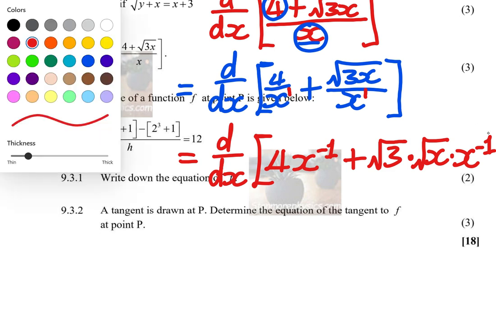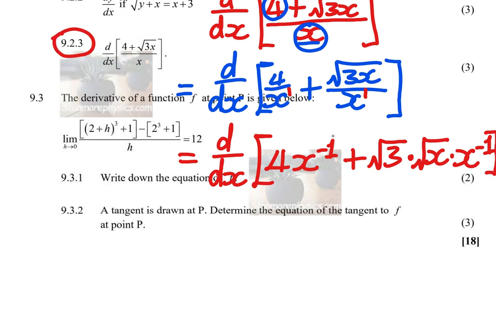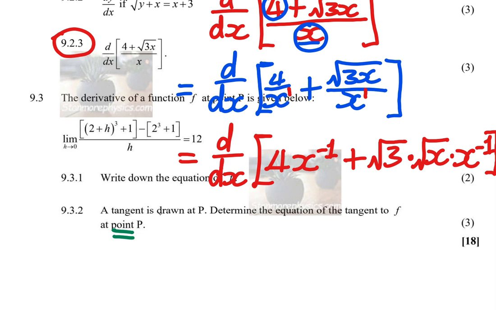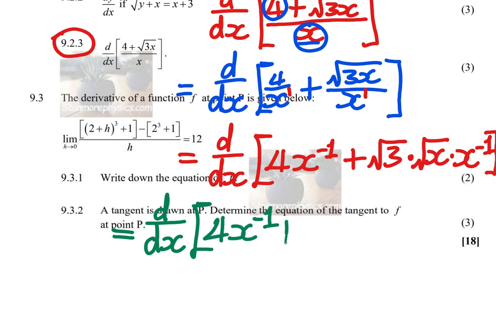Here's my bracket, so this will be equal to d over dx, then in brackets, this is what we're going to do. We have 4x exponent negative 1, then we're going to say plus, here we have the square root of 3, and then the square root of x, guys. You must try to keep x outside of the square root, or you must try to write x without the square root.